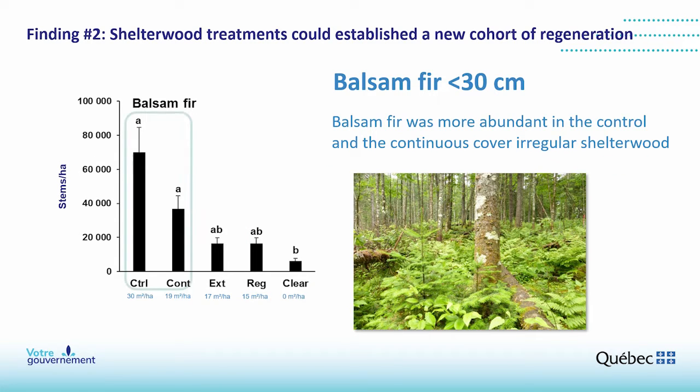And for balsam fir, it was a single effect of the cutting treatments. Okay. So here we have the balsam fir regeneration, which was higher in the control and continuous cover irregular shelterwood compared to the clear cut. So here we have that clear cut obviously is not really a good treatment for regenerating the conifers in this mixed wood forest type. Why?